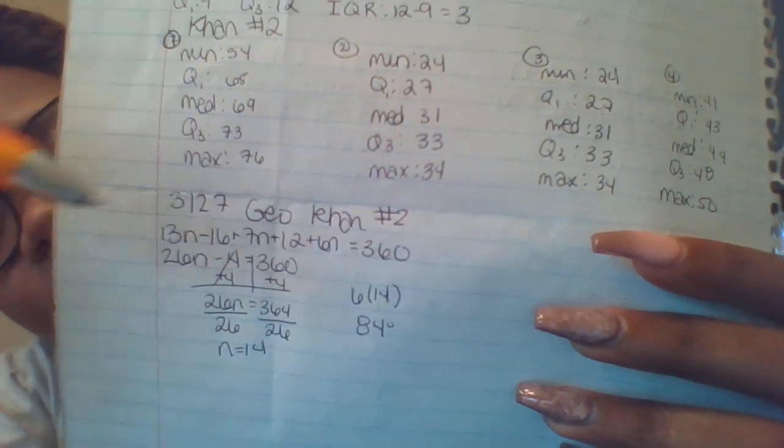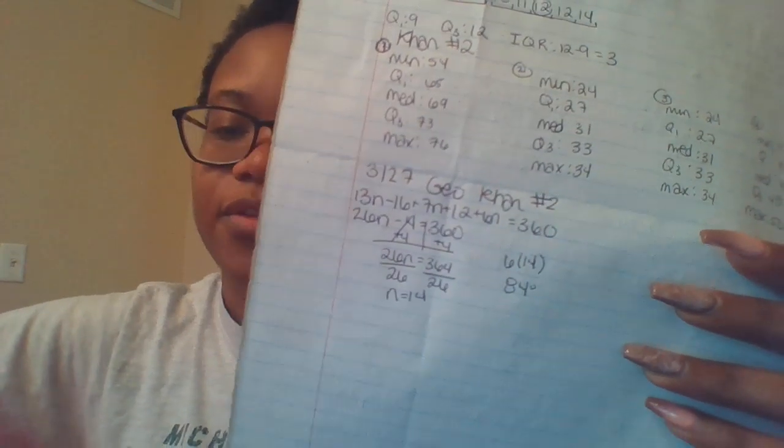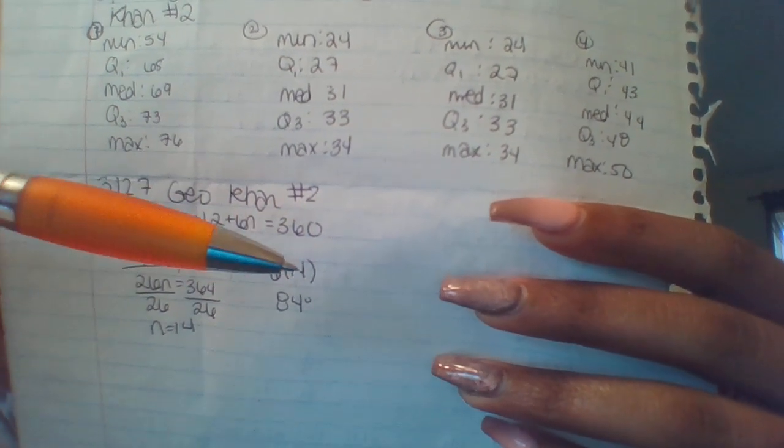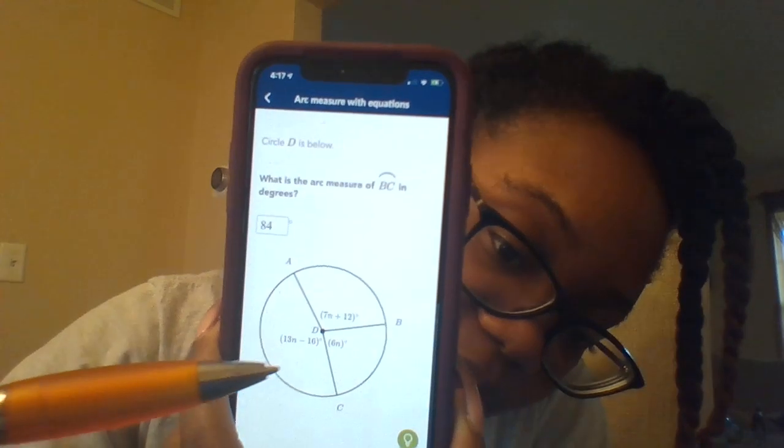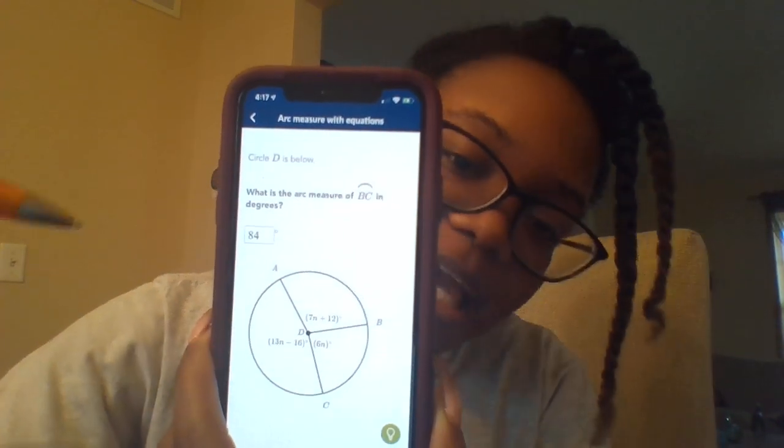Remember, the problem asked us to find the measure of arc BC, I believe it was. And the expression for arc BC was 6n. So we plugged in 14 for n. 6 times 14 is 84. So the measure of arc BC, or angle BDC, is going to be 84.